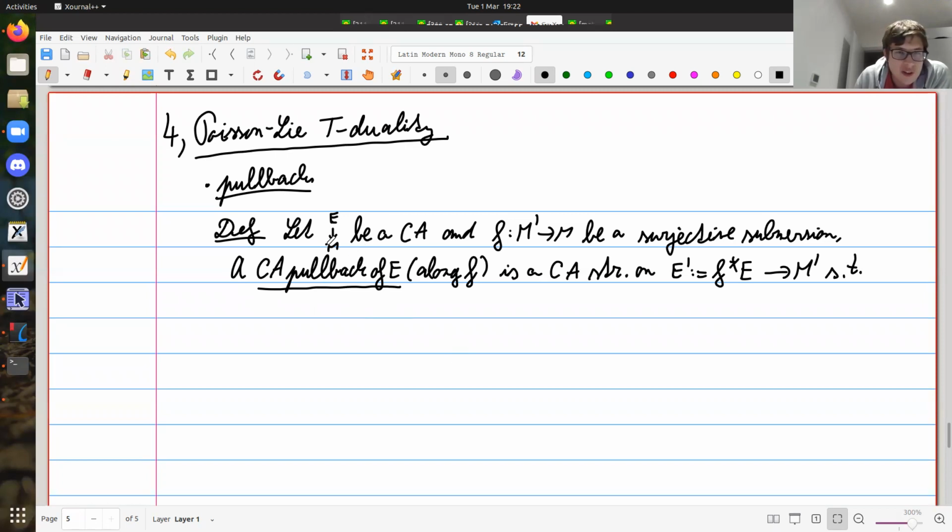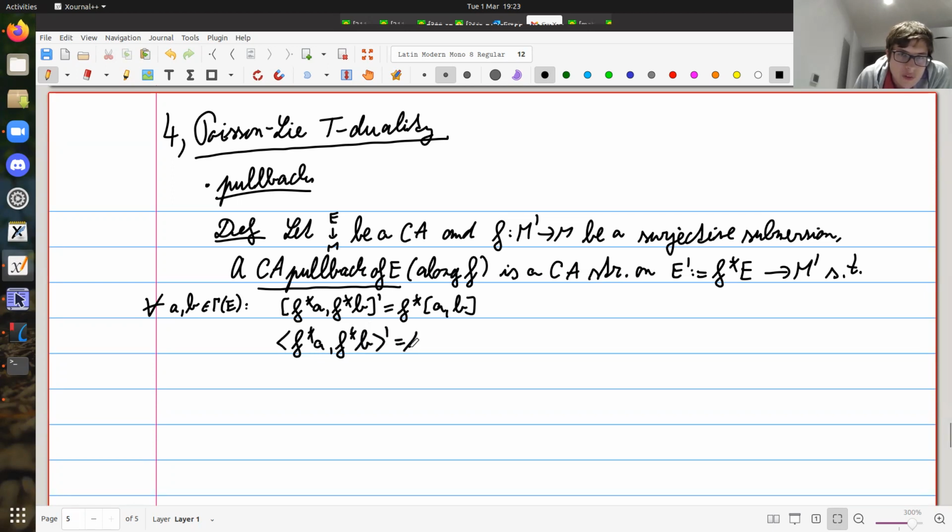And there is not much that you can do. You can require the obvious things. So for instance, if you take two sections A and B, for all A and B sections of the original one, if you pull them back and then take a bracket, so I will denote it with a prime to signify that this is a bracket on E prime. And you want this to be the pullback of the bracket. That's kind of natural to require. You want the same for pairing. So now we are pulling it back as a function. And the most interesting perhaps is the anchor thing.